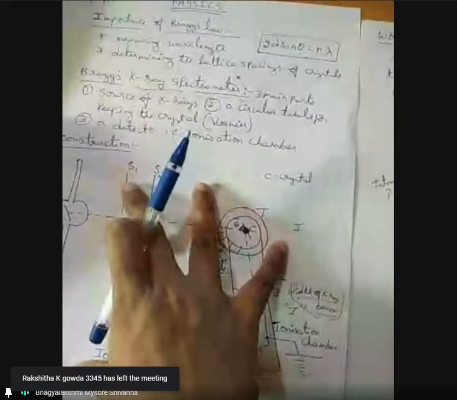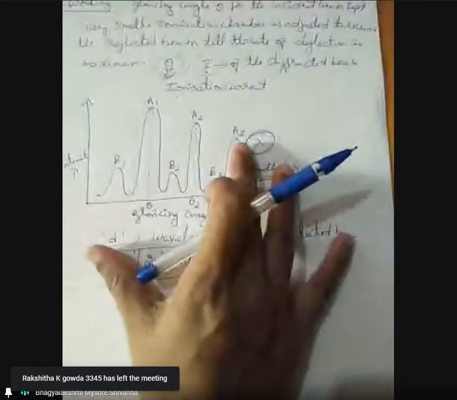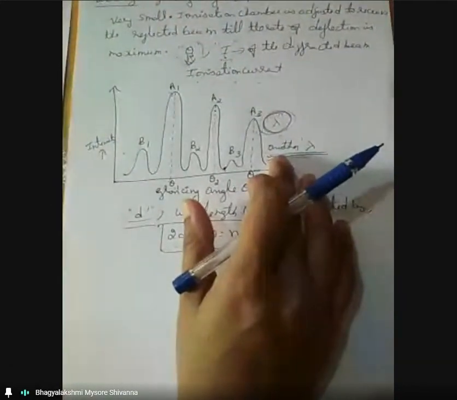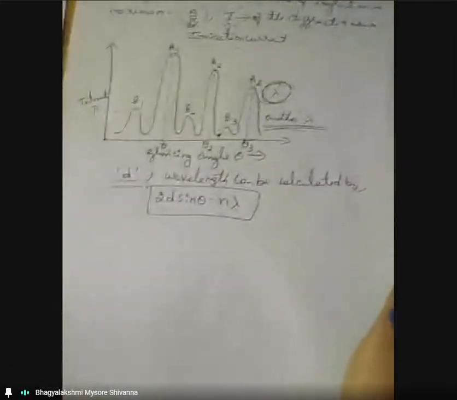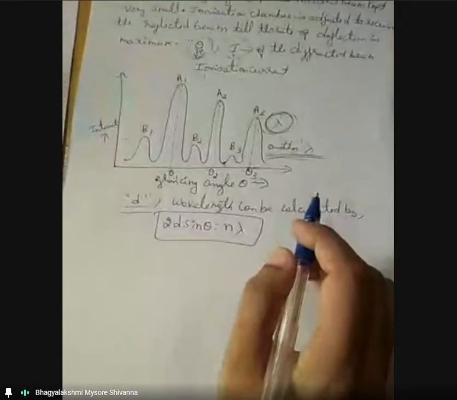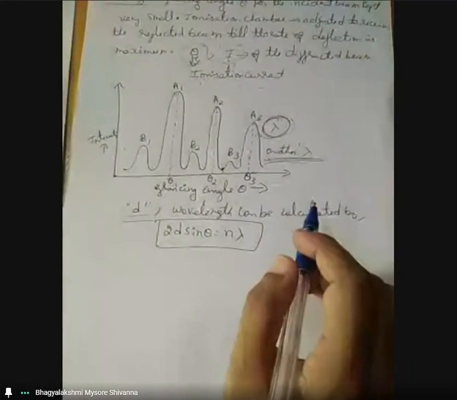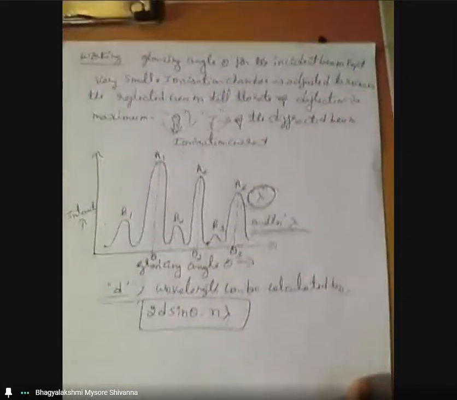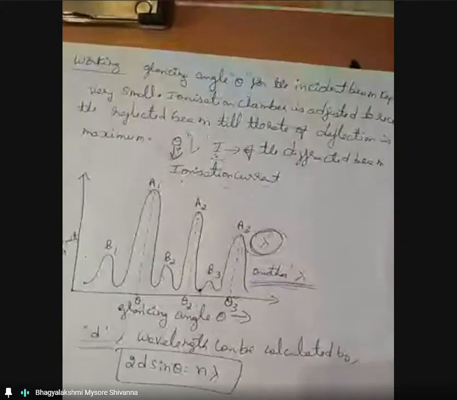So this is the Bragg spectrometer construction, and also its working. Any doubt in the construction and working of the Bragg spectrometer? This is very important for the examination because this question will be asked for 8 marks: explain the construction and working of the Bragg spectrometer. Any doubt?